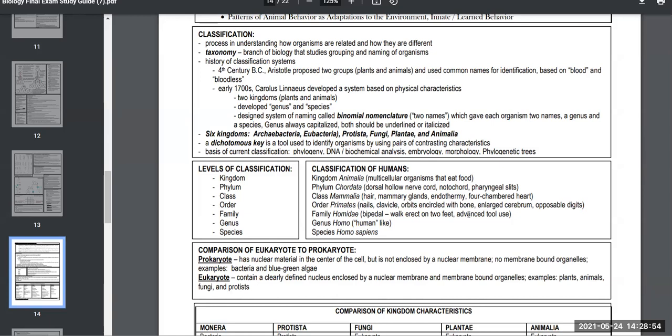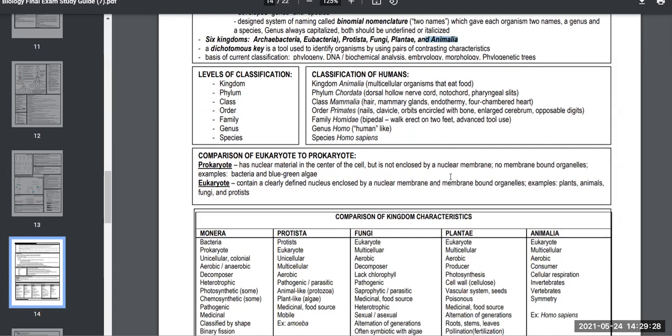So I already have this video about what classification is. This is the process in which you can understand how organisms are related to each other and how they are different, right? And there are six kingdoms that are being studied under biology. So we have the kingdom Archaebacteria, kingdom Eubacteria, kingdom Protista, kingdom Fungi, kingdom Plantae, and kingdom Animalia.